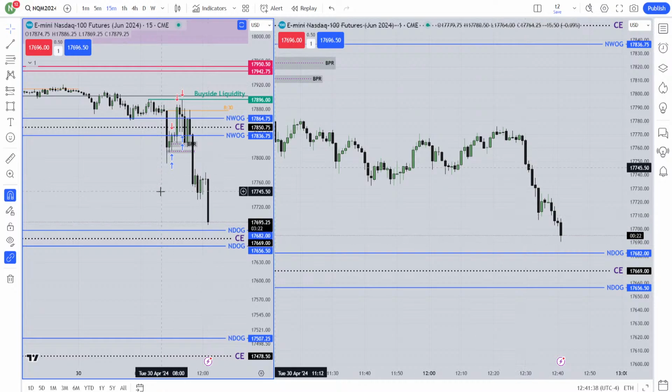Price tapped the 30-minute fair value gap, draw on liquidity is below. Okay, brother, don't chase it. Let the setup come to you. Yeah, please don't chase it and let it come to you.